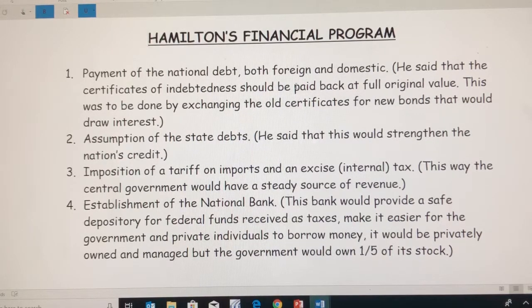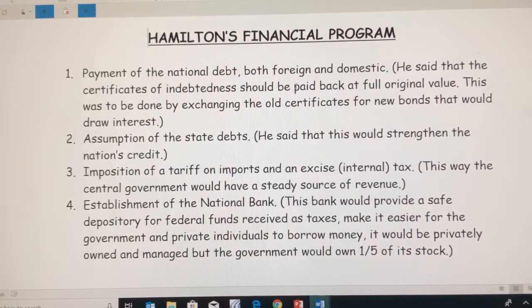One of the first things he decides to do is pay back our certificates of indebtedness. These are to people who were veterans, who the U.S. government could not pay back at that time for the war. He's going to exchange them for new bonds, saying that we will pay them at full value. The other thing is we're going to assume state debts. The assumption of state debts basically will strengthen the federal government because the states owe the federal government when they take their debt. Also, he's going to impose an excise tax, mainly on whiskey, to raise revenue, and eventually we know this will lead to the Whiskey Rebellion.